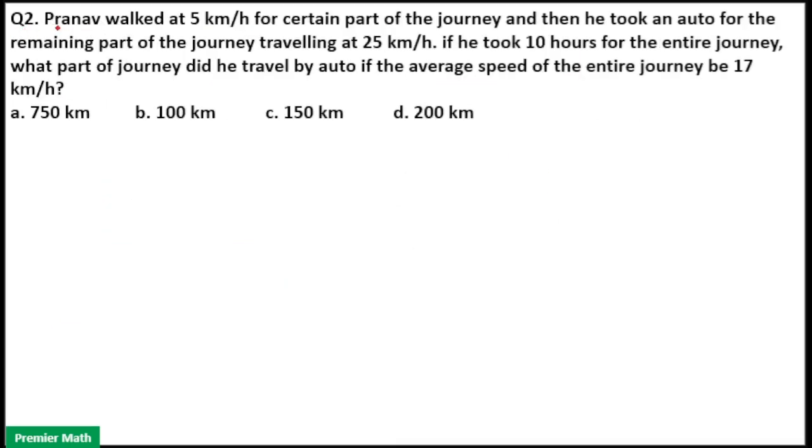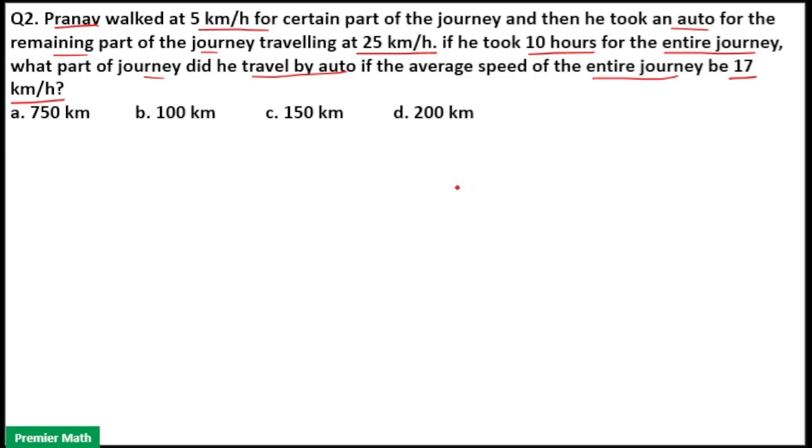Next is question number 2. Pranav walked at 5 km per hour for certain part of journey and then he took an auto for the remaining part of the journey traveling at 25 km per hour. If he took 10 hours for the entire journey, what part of journey did he travel by auto if the average speed of the entire journey be 17 km per hour?